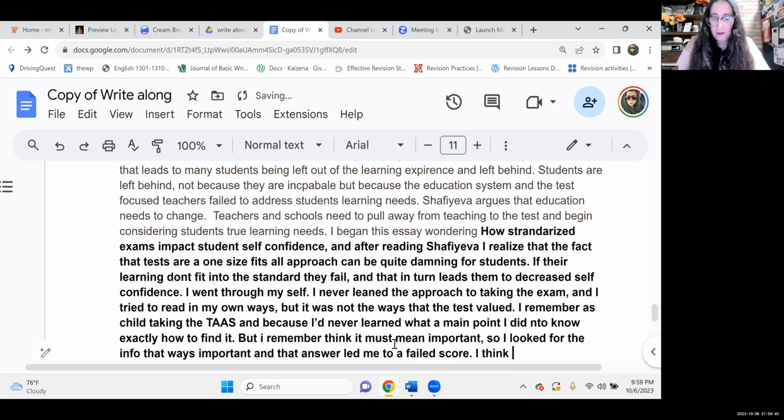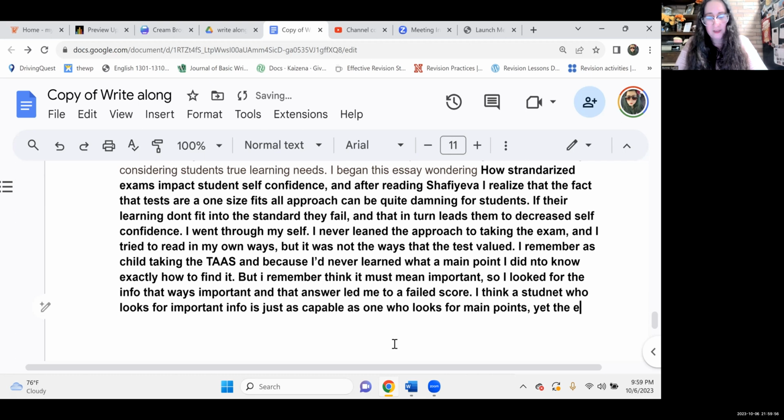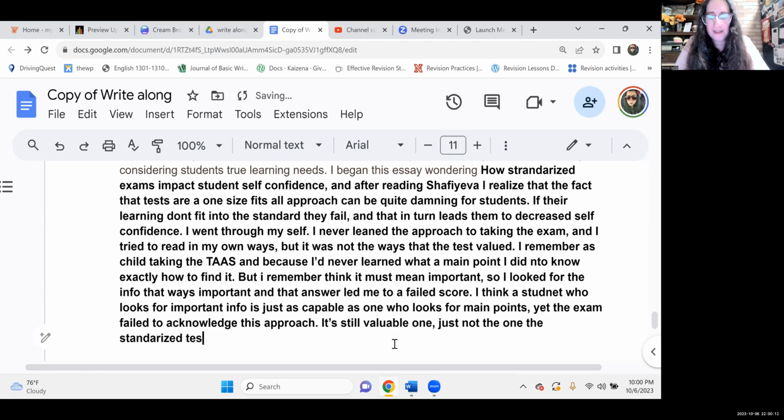I think a student who looks for important info is just as capable as one who looks for main points. Yet the exam failed to acknowledge this approach. It's still a valuable one, just not the one the standardized test viewed as the right one.